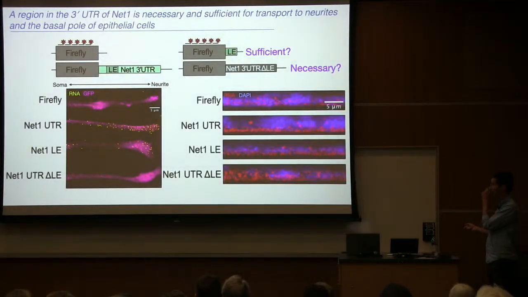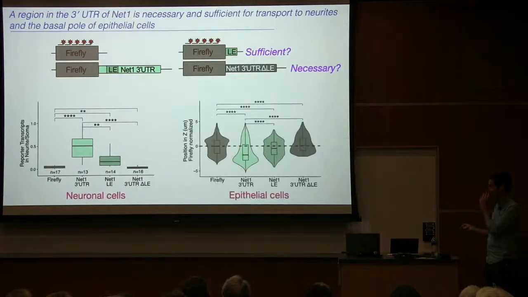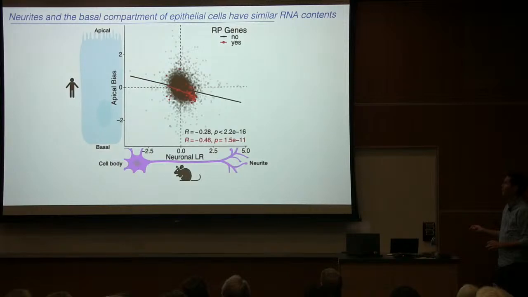Now here's the data from the epithelial cells. The whole 3' UTR is very good at making something basal. The localization element on its own, pretty good. The whole 3' UTR without this localization element doesn't work at all. So these very much mirror each other. And so this is another case where we've identified an element that is capable of both taking RNAs out to neurites and to the basal pole of epithelial cells.